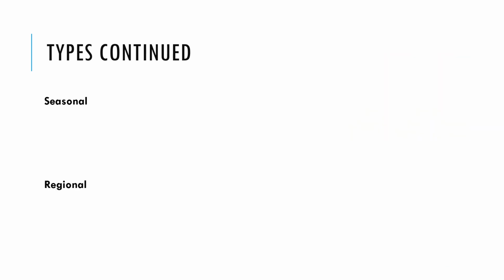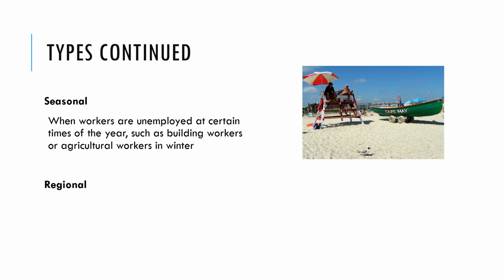Okay, 5th and 6th, seasonal unemployment. That is when workers are unemployed at certain times of the year, such as building workers or agricultural workers in winter, or maybe someone who works as a lifeguard in the summer might find they're out of work in the winter. That would be seasonal unemployment.